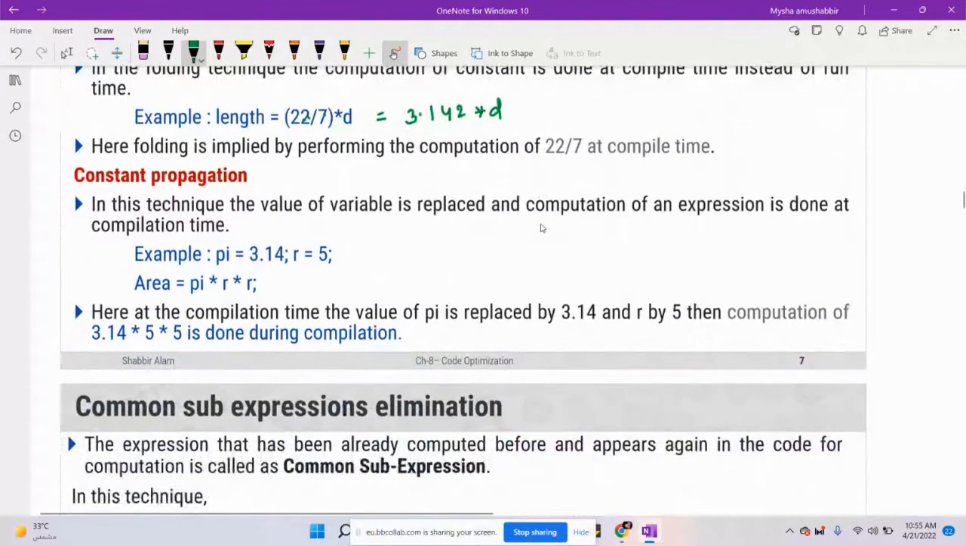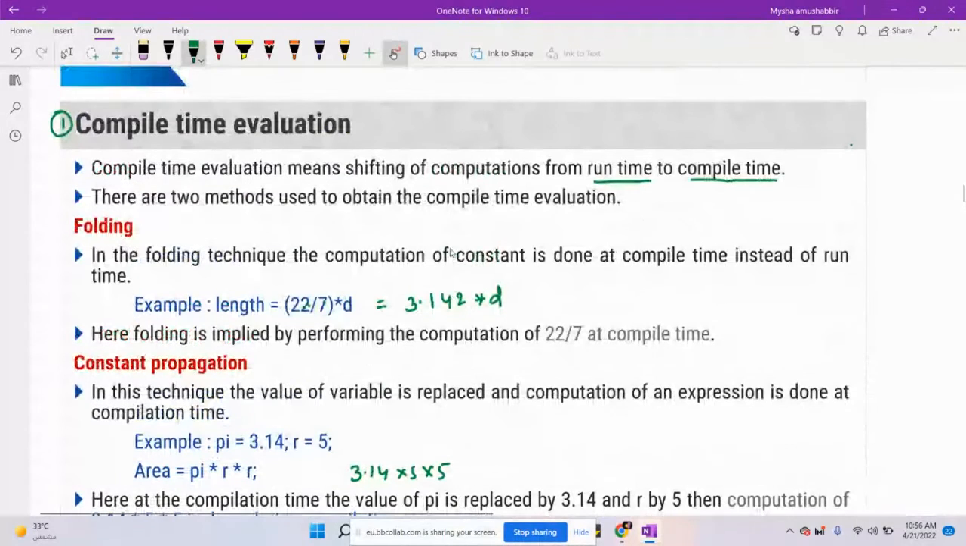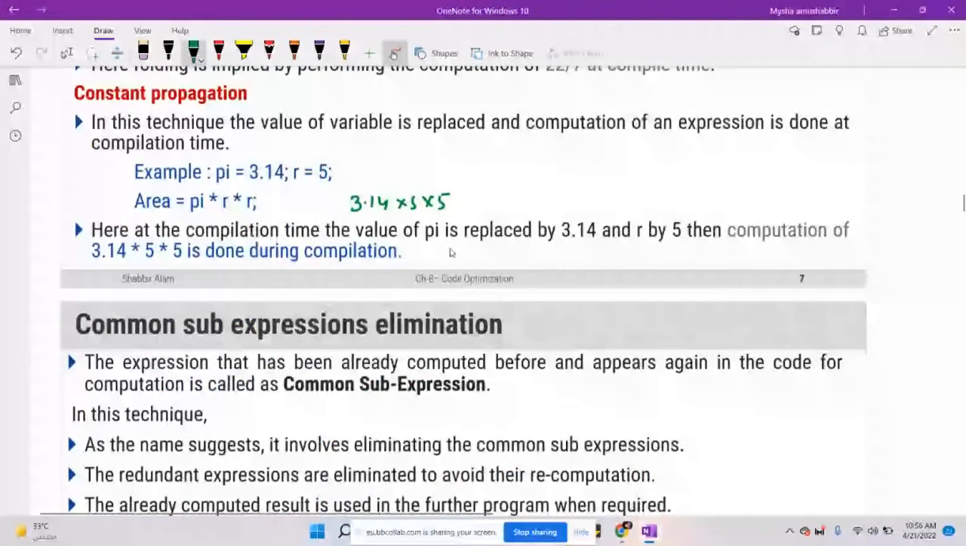Now, what is constant propagation? In this technique, the value of a variable is replaced and the computation of an expression is done at compilation time. For example, pi equal to 3.14, r equal to 5. When you write area equal to pi into r into r, the values are replaced: 3.14 into 5 into 5. The value is replaced at compile time, not at run time. That's why it is called compile time evaluation.